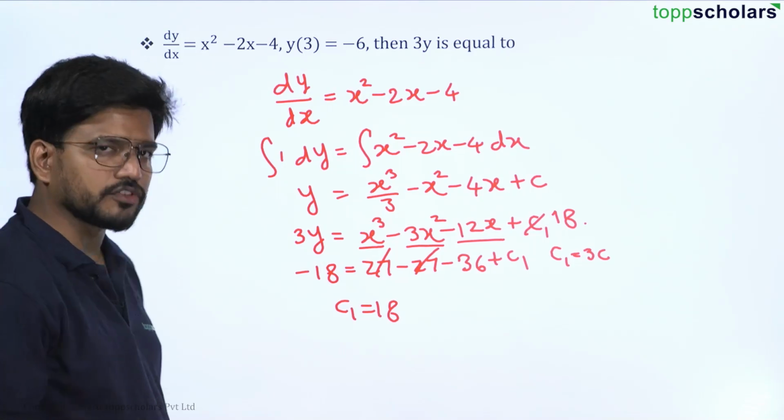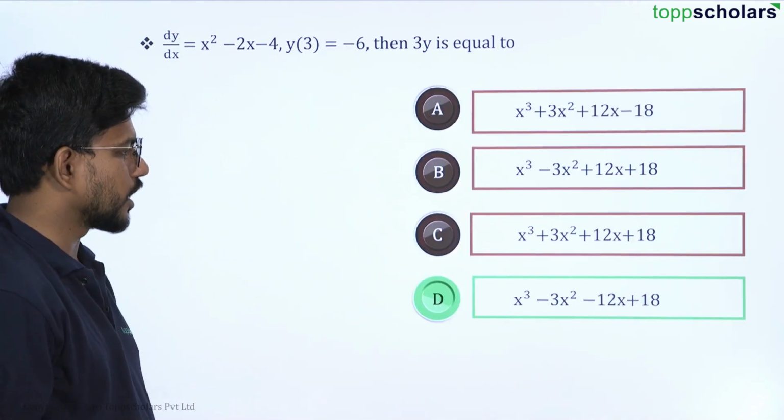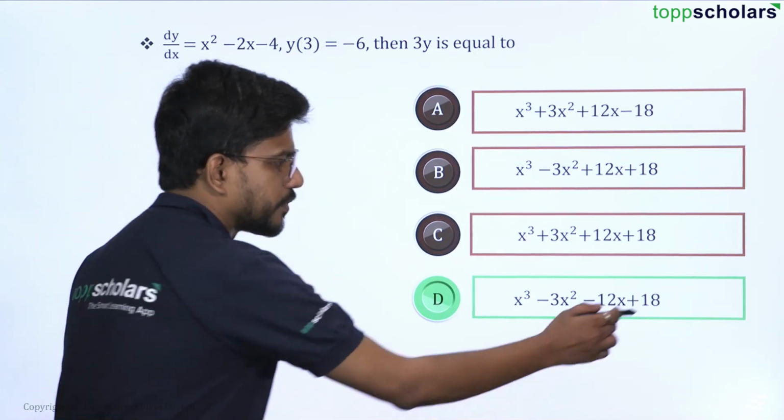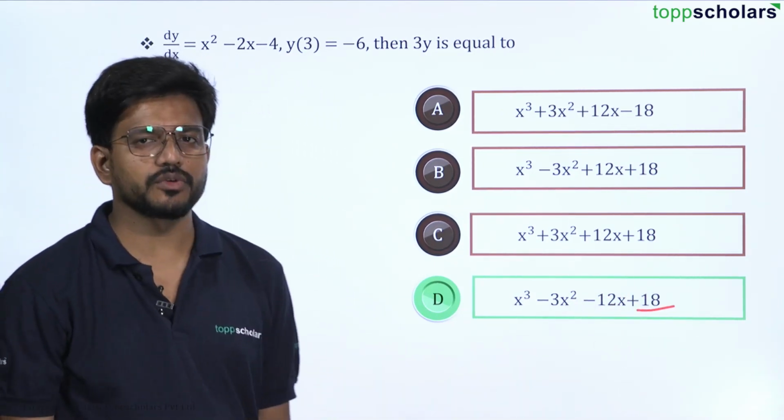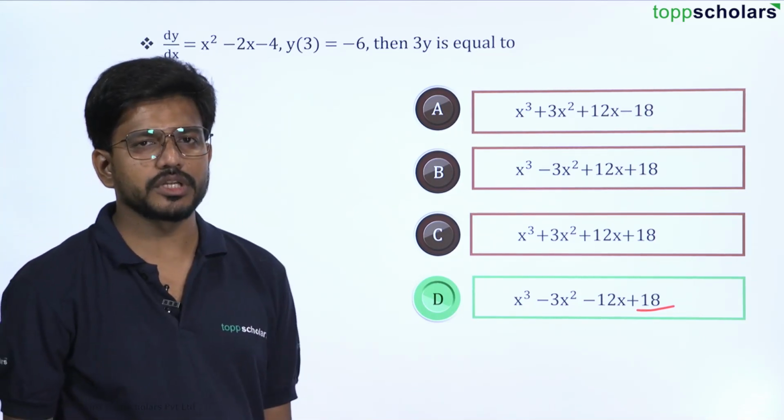X cube minus 3x square minus 12x plus 18 should be the answer. So x cube, yes, option D, see, x cube minus 3x square minus 12x plus 18 is the correct answer. Let us move on to the next question.